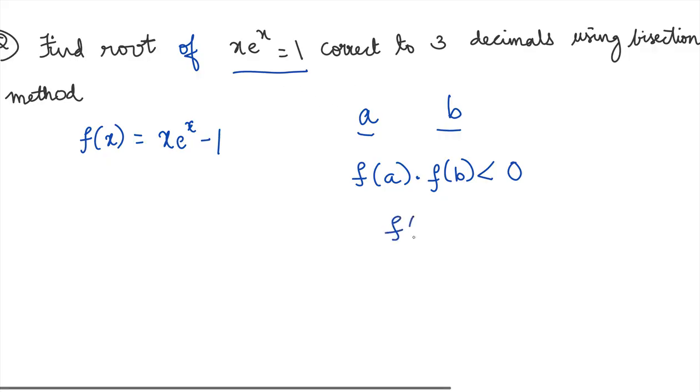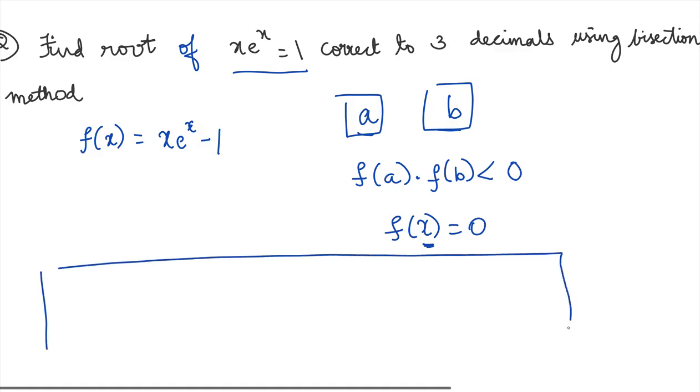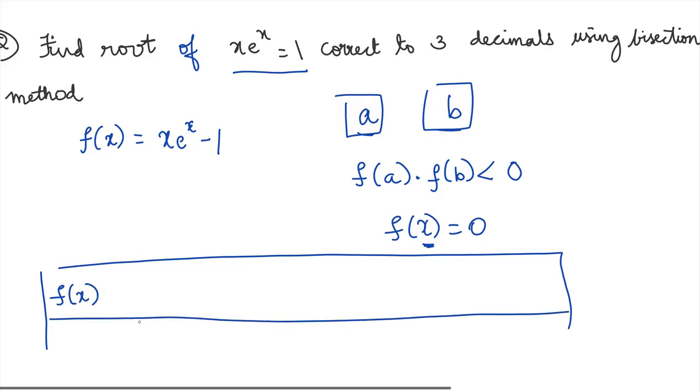So if at all for some number f of x is equal to 0, x will be the root, correct? But we have to find two numbers a and b where f of a into f of b will be less than 0, and the root also lies between these two numbers. So let's try to find those. I'll just draw a table, and I'll be having f of x here, and I'll be having x here.